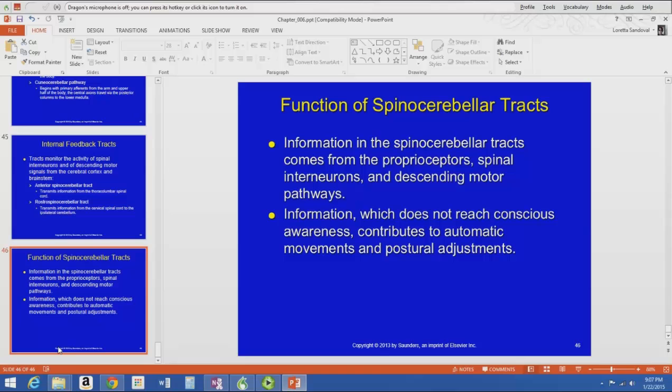And the cerebellum is what does those. It's constantly monitoring that information and making tiny little adjustments to make sure we stay upright. Okay, so that's it for Chapter 6. In Chapter 7, we're going to start talking about pain systems and pain control pathways. Really interesting stuff.